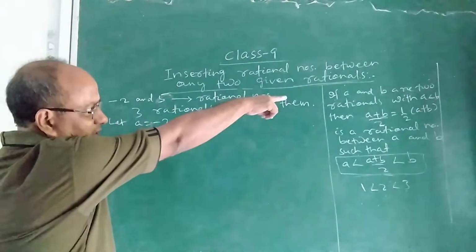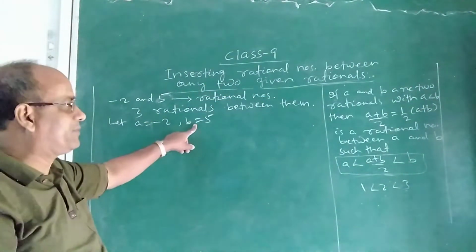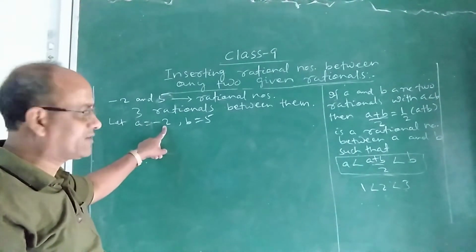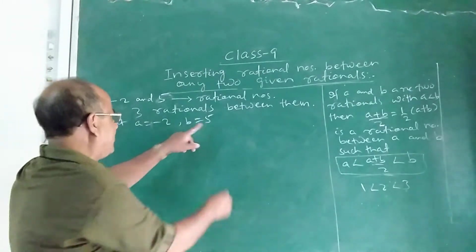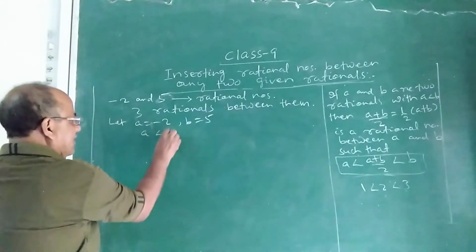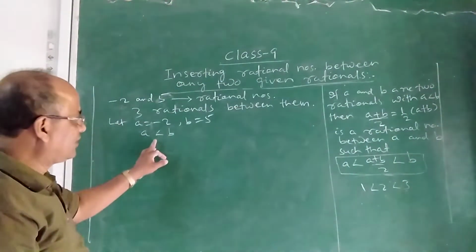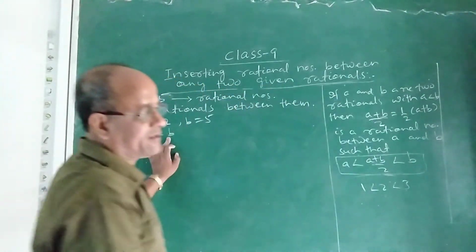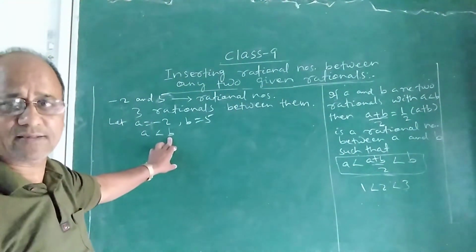Now what is the condition? First we have to see which one is smaller. A is smaller than b or b is smaller than a. See, minus 2 is a negative rational number and 5 is a positive rational number. So clearly A is less than B. So if A is less than B, what is the formula? Half into A plus B is the required rational number.